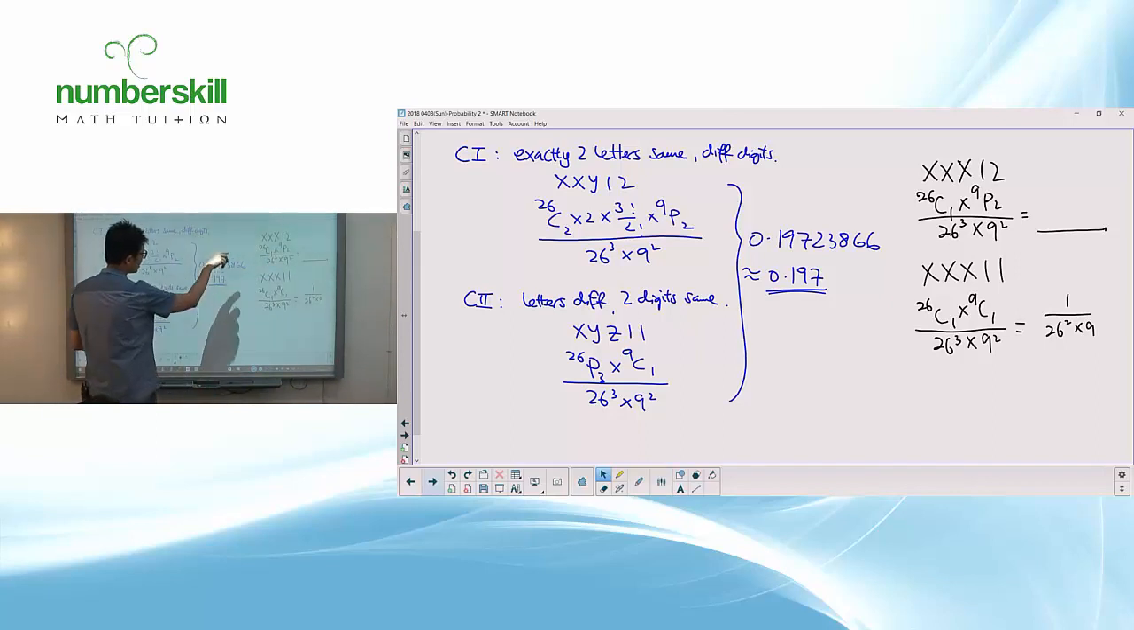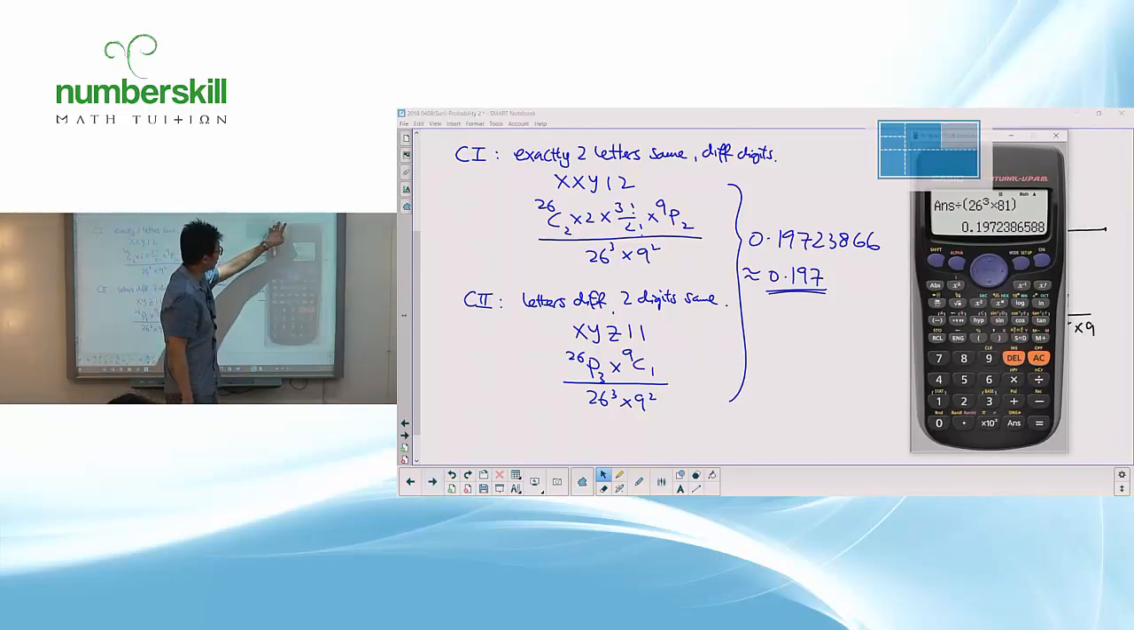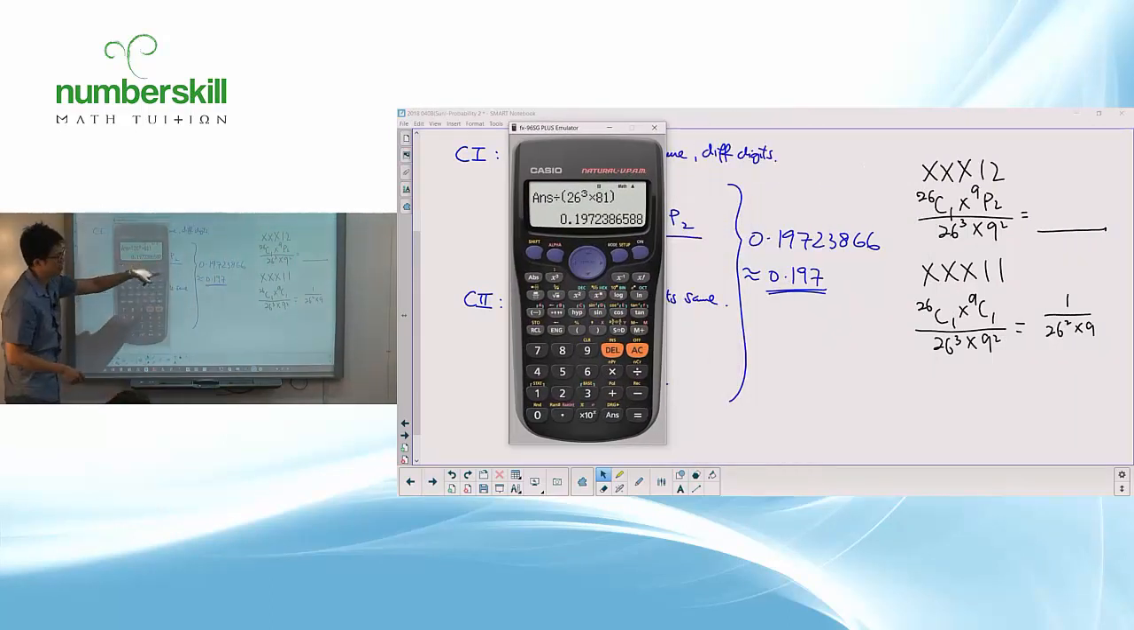I copied this down already. Let's work out the other 2. Hopefully it adds up to be the blue color answer that we got earlier on, which is the 1974. Let's see if it works out that way.